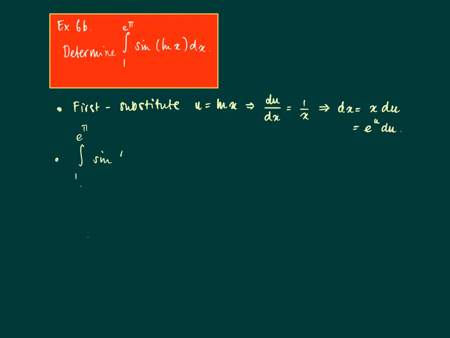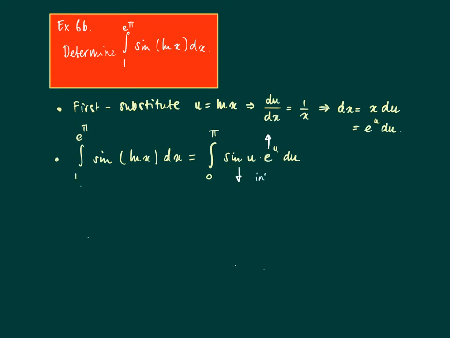So the integral we have of sine ln x dx may be transformed using the substitution rule. If x is going from 1 to e to the power pi, then u is going from 0 to pi. The sine of u times e^u du. Here we have dx is e^u du, that we found here.